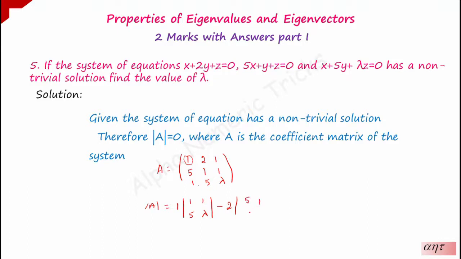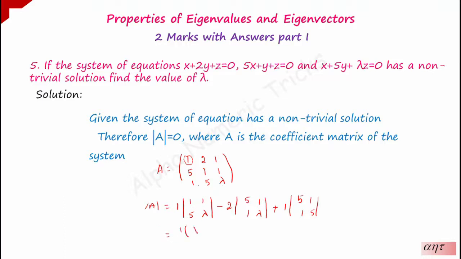Plus 1 into the determinant, you have to reform the formula. Leave the corresponding rows and columns of that 1, and the remaining numbers you have to write: 5, 1, 1 and 5. Which is equal to, you have to expand this, always start here, 1 into lambda minus 5.